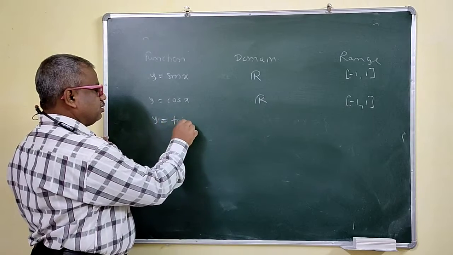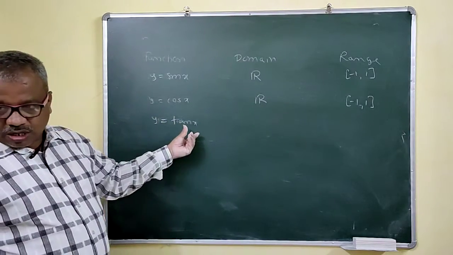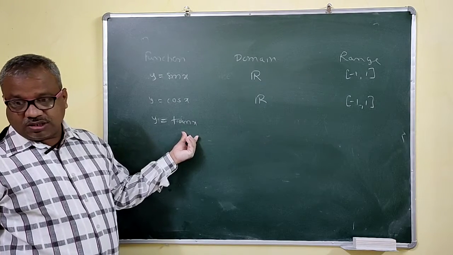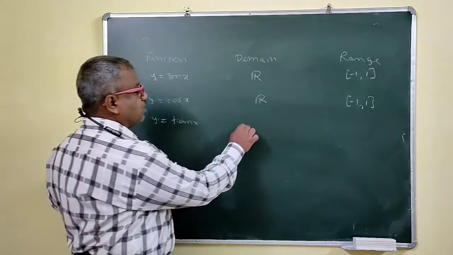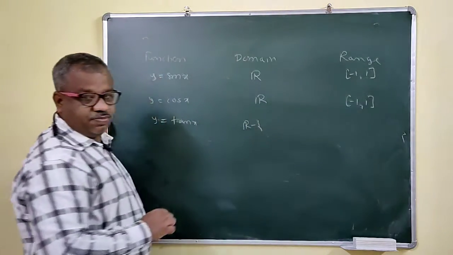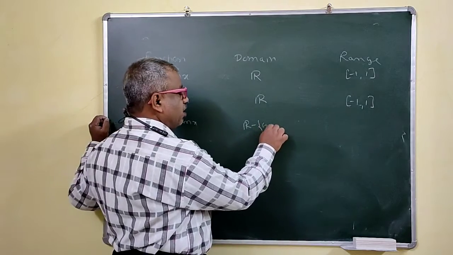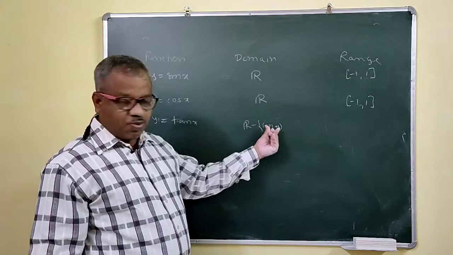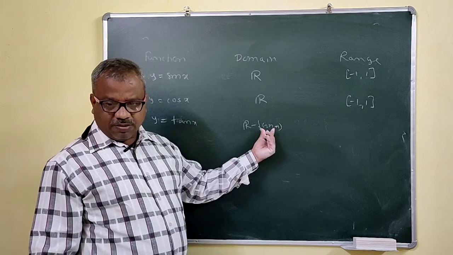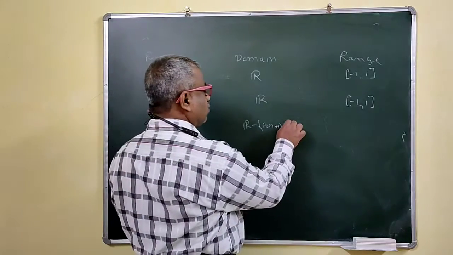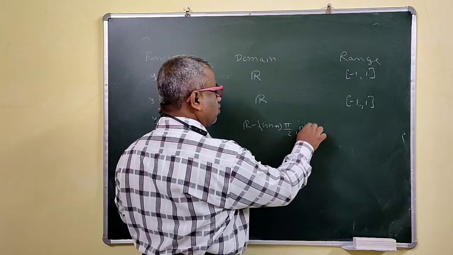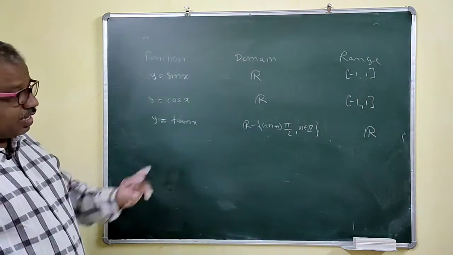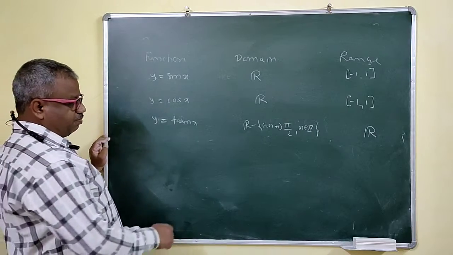Now y is equal to tan x. Tan x means the denominator is cos, where cos is 0 at odd multiples of pi by 2. So we will remove these from the set of real numbers. That is twice n plus 1, or twice n minus 1, doesn't matter, because if you add or subtract 1 from an even number, we get an odd number. So this is pi by 2, n belongs to Z. And the range is the whole R, the standard notation for the set of real numbers.